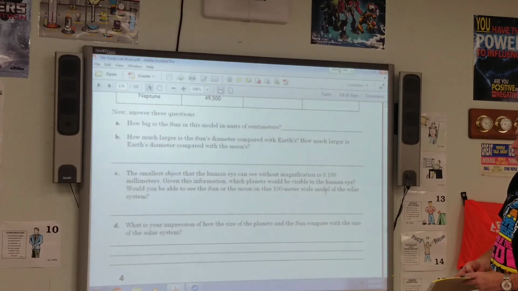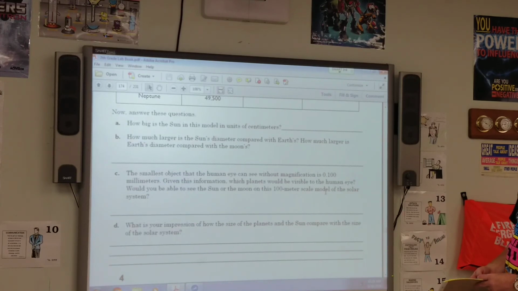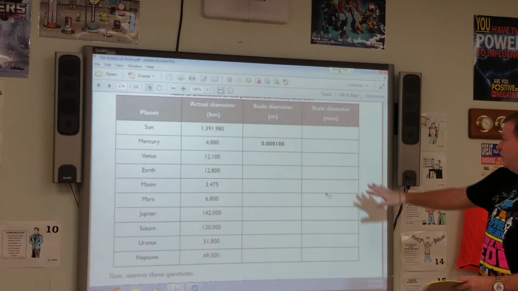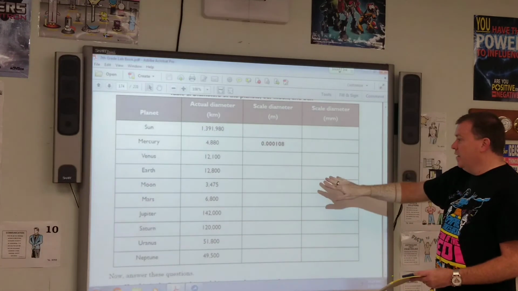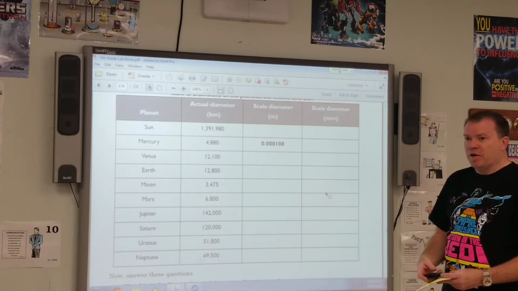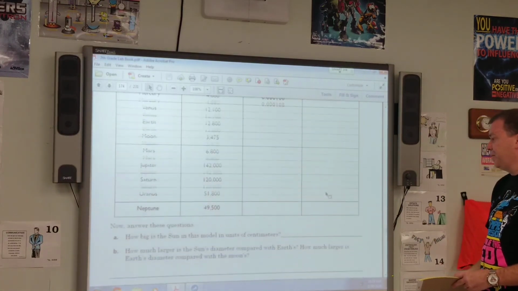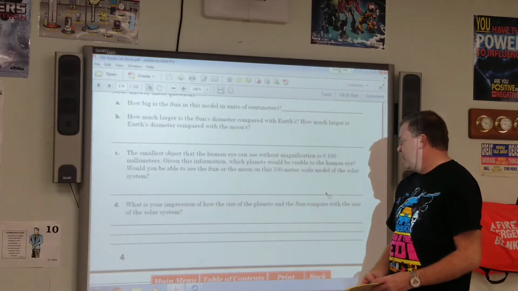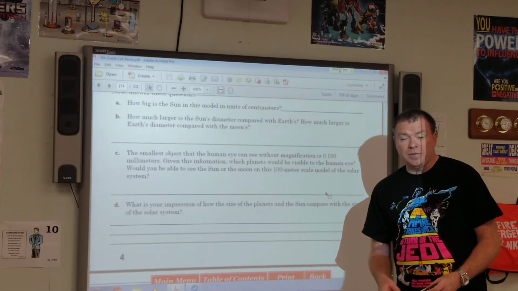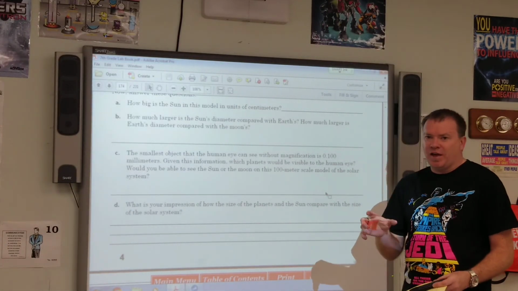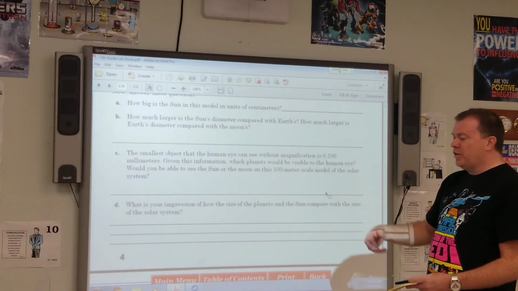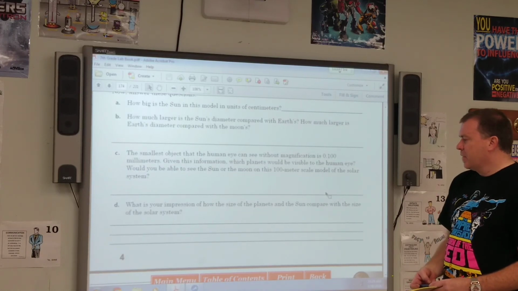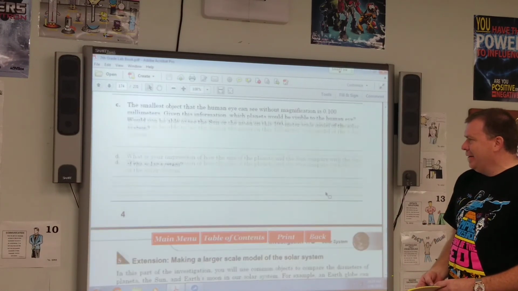Question C then goes on to, would you be able to see the sun, the moon on this scale? So if it's bigger than 0.1, you should be able to see it. So look at the number here for the sun. Could you see that? And look at the number for the moon. If it's bigger than 0.1, you should be able to see the moon at that scale. And lastly, D, what is your impression of how the size of the planets and the sun compare with the size of the solar system? So all those dots and circles I drew on those signposts out there, what was your impression? What are your thoughts when you saw that up close? So answers are going to vary on that. So that is Lab 17B.